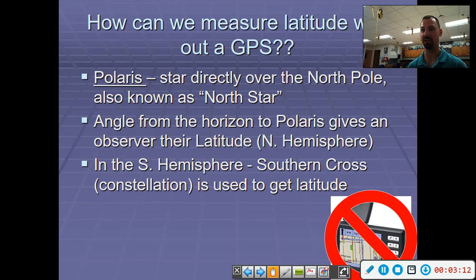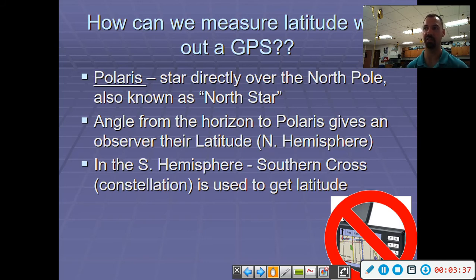So they would track this star as they traveled, and the angle from the horizon to Polaris will give you your latitude in the Northern Hemisphere. So if you're traveling northward towards it, obviously it's going to get higher and higher in the sky. If you go south, it's going to get lower in the sky. If you go east and west, it will stay the same altitude. So those are useful little points right there.